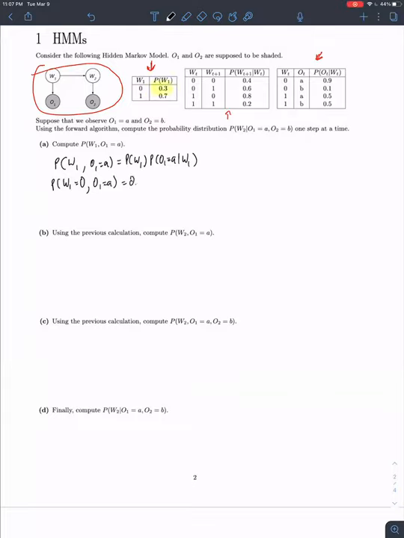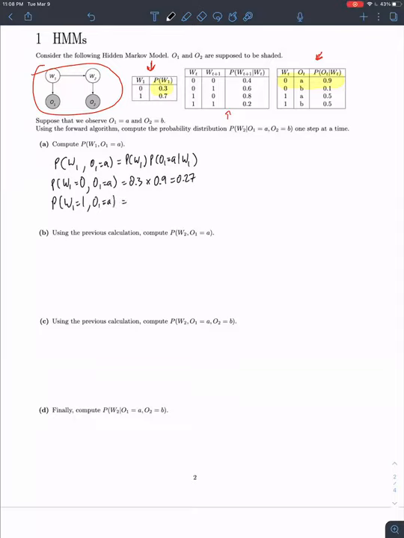So 0.3 times probability O1 is A given W1 is 0. That's probability of 0.9. So 0.3 times 0.9, that's equal to 0.27. Now, what's the probability that W1 equals 1 and O1 equals A?